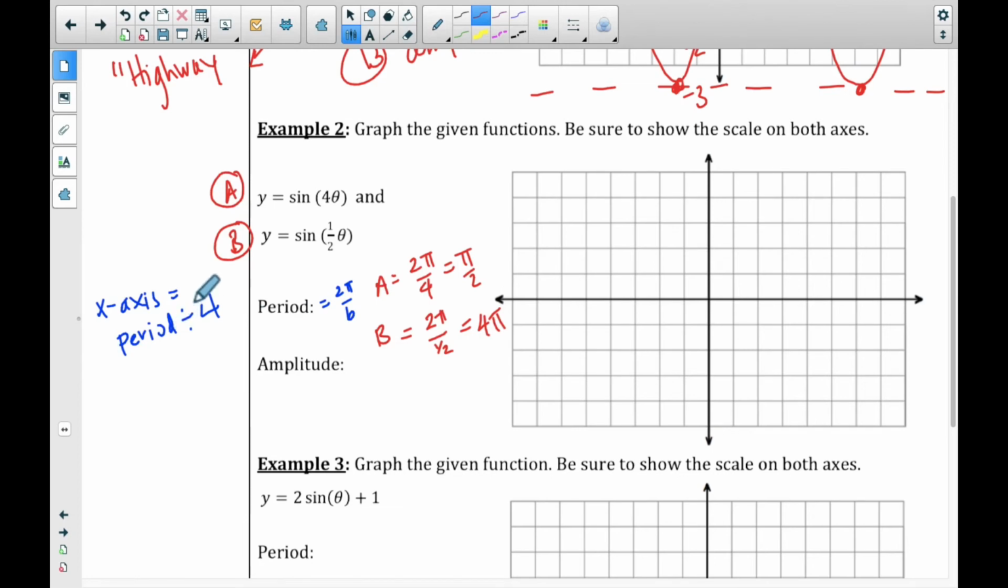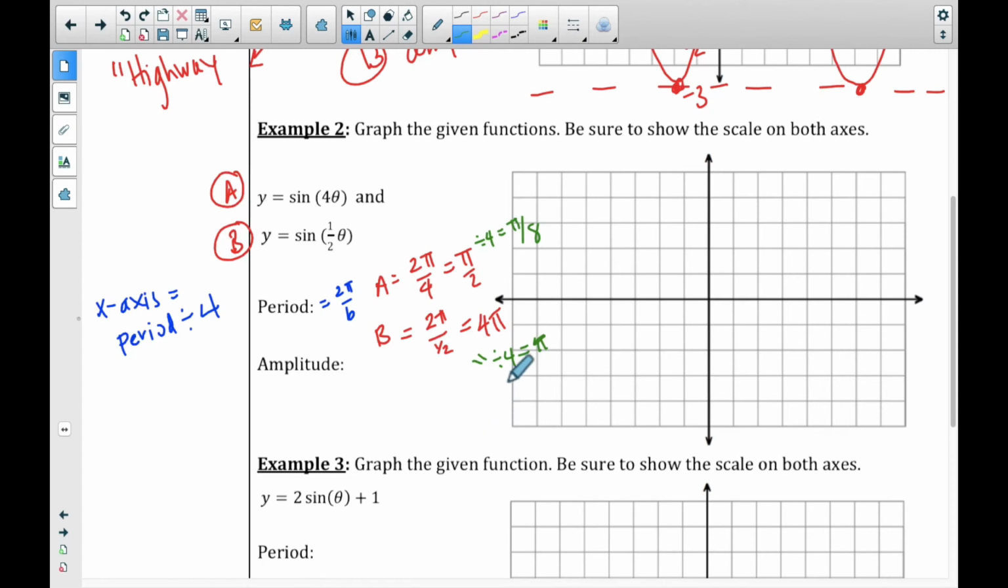To set up our x-axis, we have to take that period and divide by 4. So for the x-axis, if I take this and divide by 4, that means I need increments at pi over 8. That's pretty small, pi over 8. On this one, if I take my period and divide by 4, I just get pi. So I need to figure out how to set up my axes so that I can get a pi over 8, but yet still get a pi. And that's going to be kind of difficult to do.